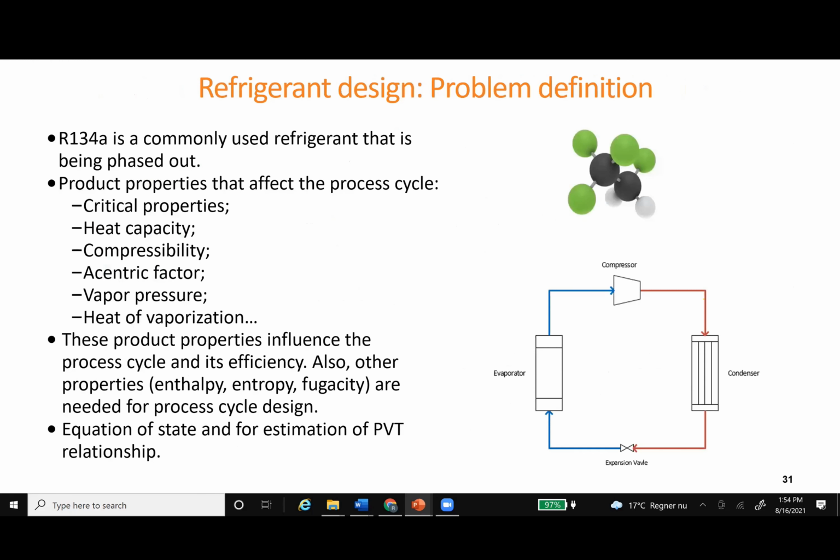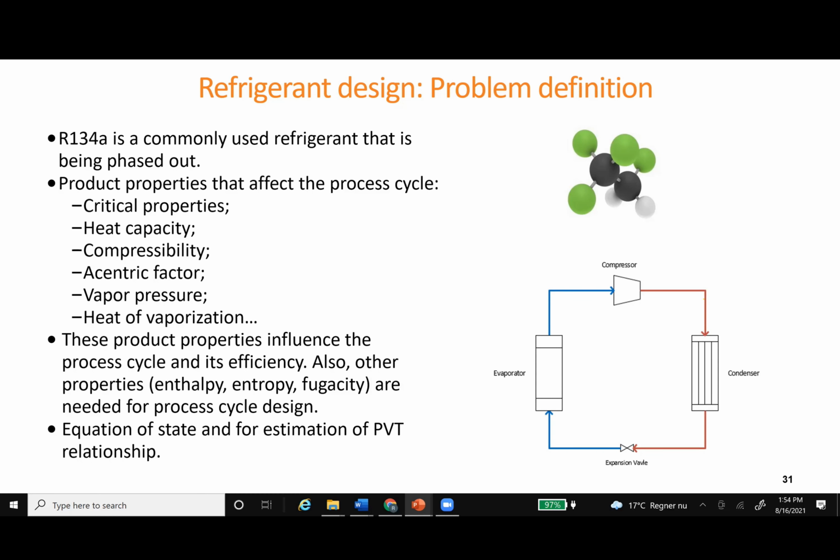So here is a design problem. Let's say we want to replace R134A. So we want to take its good properties like critical properties, heat capacity, compressibility, eccentric factor, vapor pressure, heat of vaporization. And we want a lower GWP. And if possible, we want to optimize the process. So at the given pressure, temperature and refrigerant properties, the COP will be high.